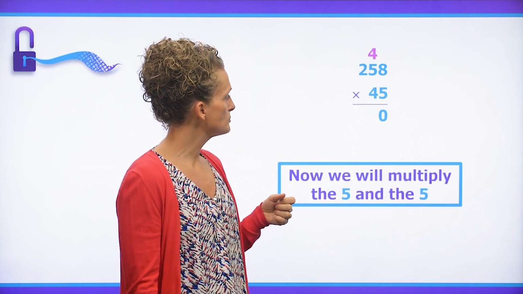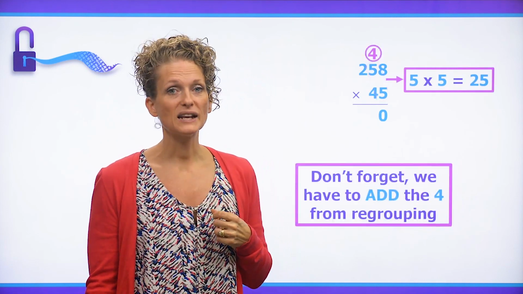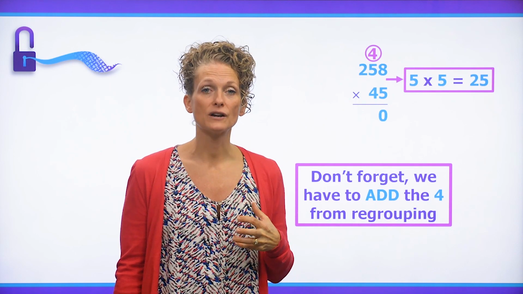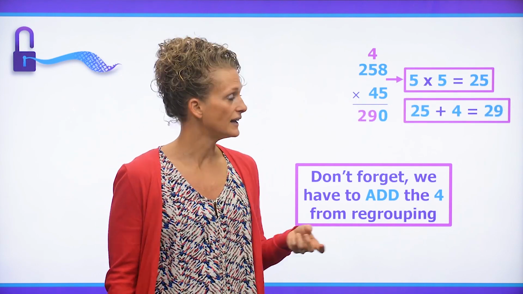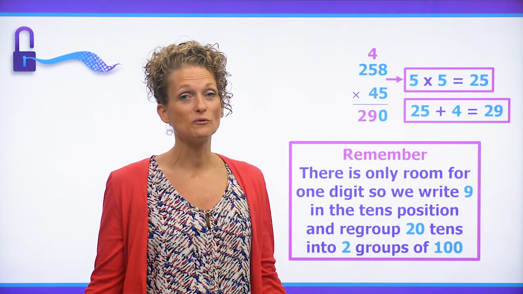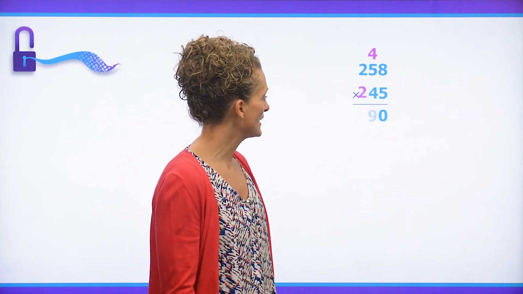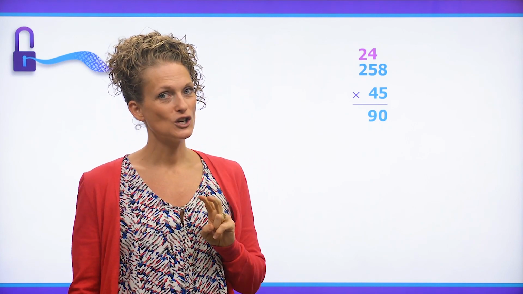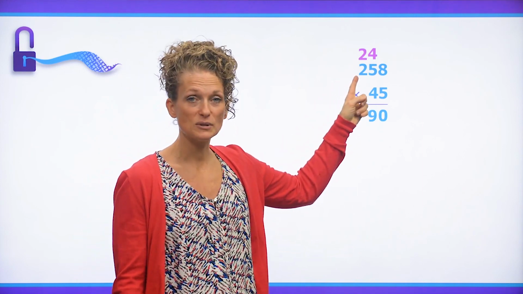Then we're going to multiply the 5 and the 5, so 5 times 5 is 25. But again, we don't want to forget to add the 4 that we got from when we regrouped. So 25 plus 4 is 29. Now, we can't write 29 because, again, there is only room for one digit in each position. So we're going to keep the 9, and we're going to regroup this 2. Keep in mind that 2 represents 20 groups of 10, which is 2 groups of 100. So we place the 2 above the hundreds position.